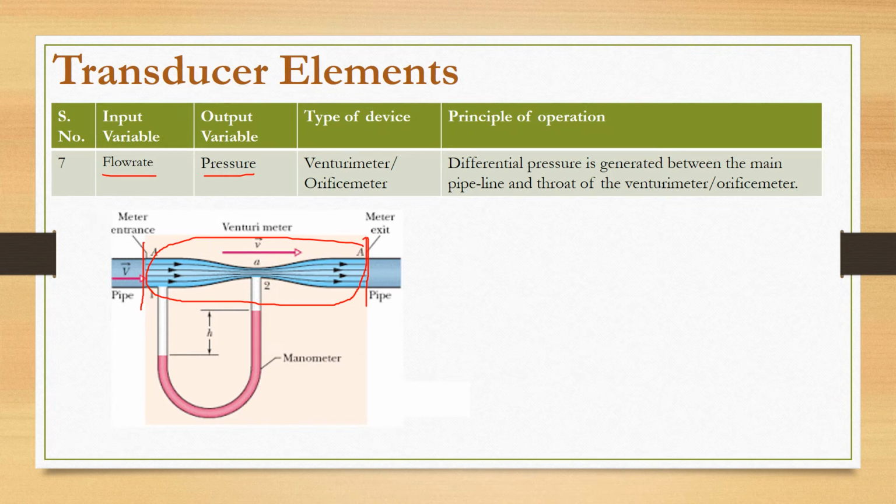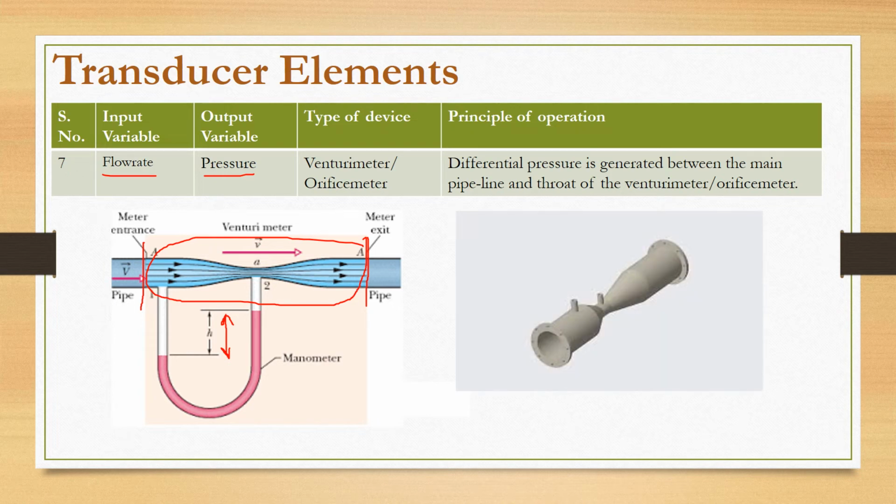A Venturi meter has a reduction in area, so your area is reducing here, and then again it is increasing to the original level. Because of the change in area, a change in velocity will result, and a change in pressure will result, and by connecting a U-tube manometer, we can record the change in differential pressure. So in this way, the flow rate is converted into the change in pressure. By knowing the value of this change in pressure, we can know the flow rate in the pipe.